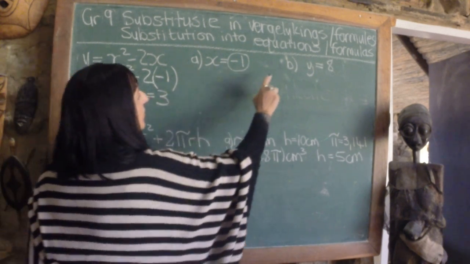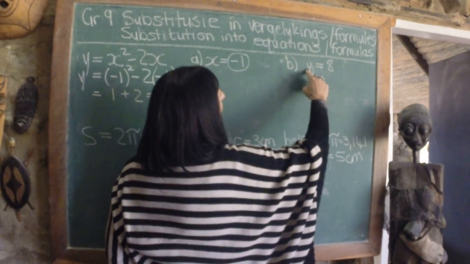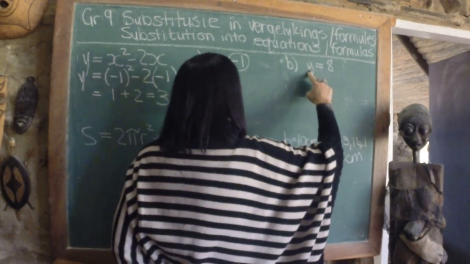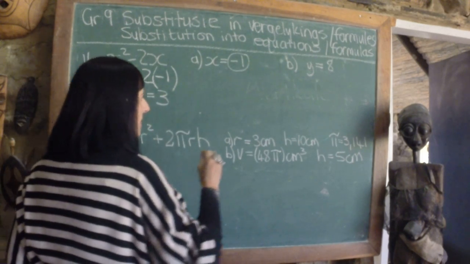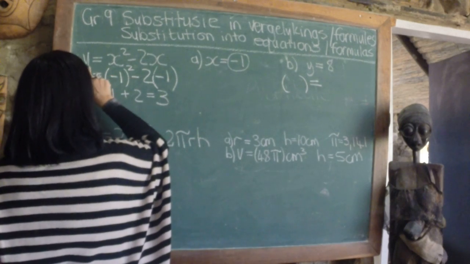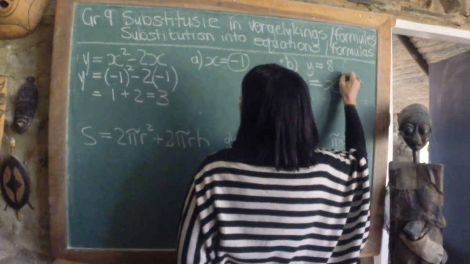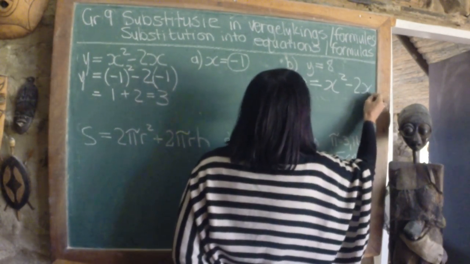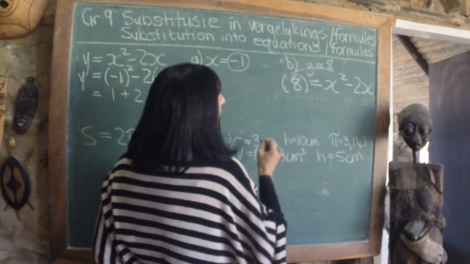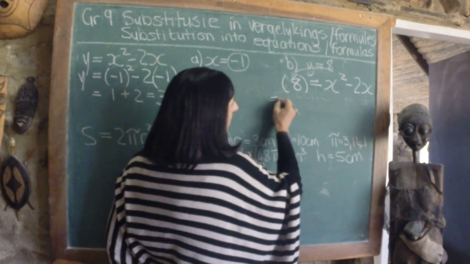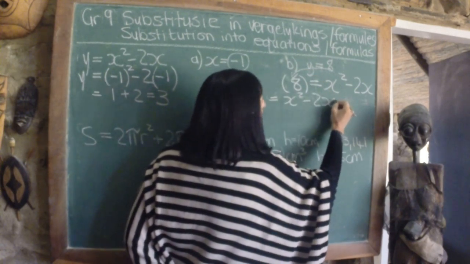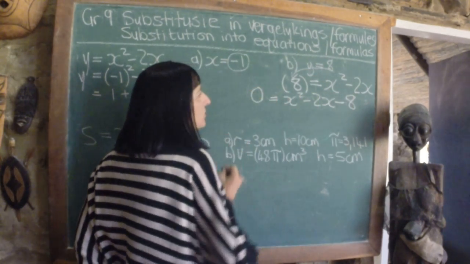Die tweede vraag is, bepaal die waarde van x nou as y gelyk is aan 8. So we've got now a value for y and they ask the value of x. So we're going to do substitution into the place of y. So y equals x squared minus 2x. Substitute the value into the place of y. En nou onthou, ons het gesê as ons 'n kwadraat het, take everything to the one side of the equals to, so that becomes a minus 8 and equals it to 0.